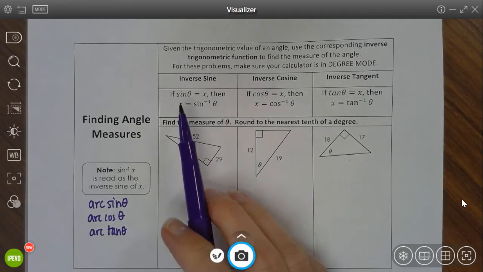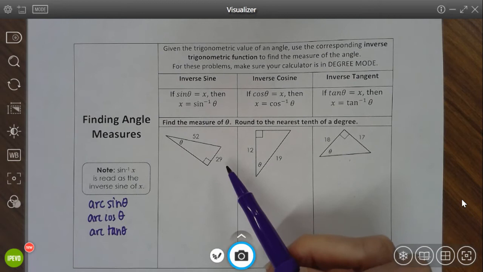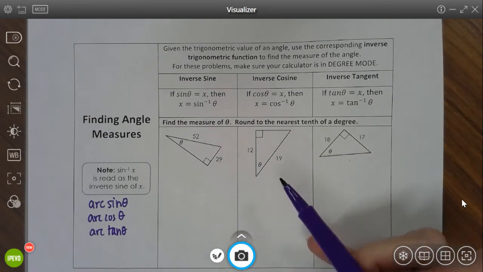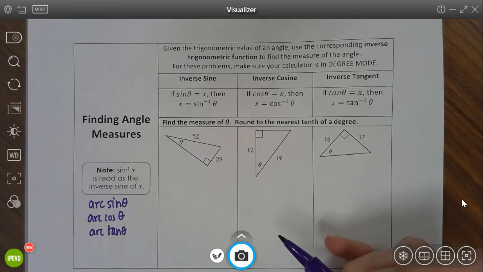So basically what's happening when we want to use an inverse trig function is we'll know two side lengths of a triangle. We'll be able to set up one of our three trig ratios, either sine, cosine, or tangent, and then we will need to undo that function so that we can break theta free and solve for it.